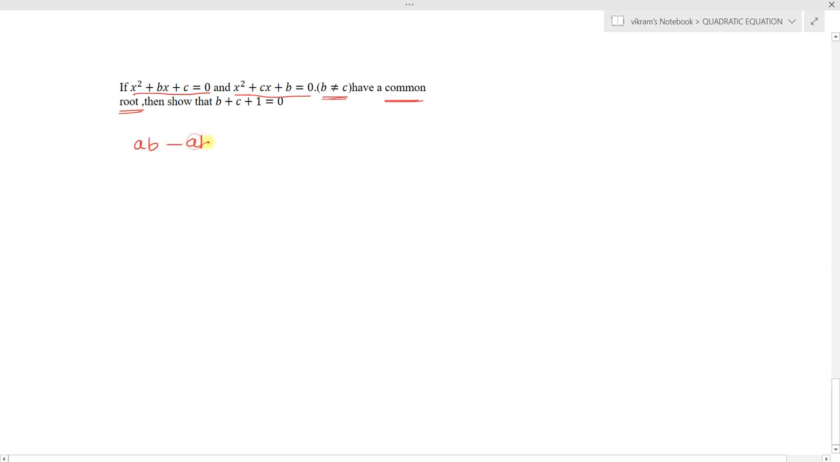(a1b2 minus a2b1) into (b1c2 minus b2c1) equals (c1a2 minus c2a1) whole square, which is nothing but (a1b2 minus a2b1) times (b1c2 minus b2c1) equals (a1c2 minus a2c1) whole square. Otherwise we have the alternative method: let alpha be a common root of the given two equations.